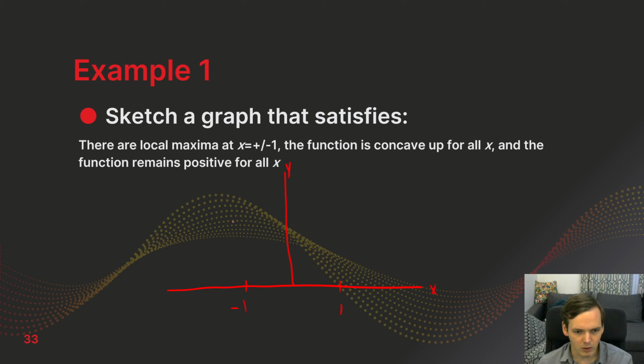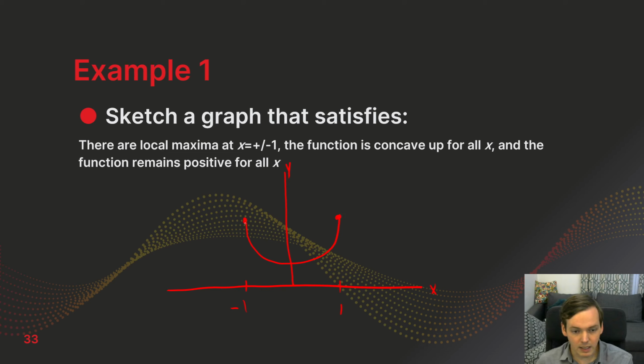So we've got local maxima. So I'm just going to sketch in some local maxima. If it's concave up, that means we need to draw smiley face type structures. But if it's going to be concave up, that means it has to go something like this in between those two.